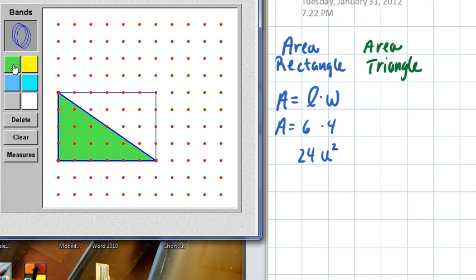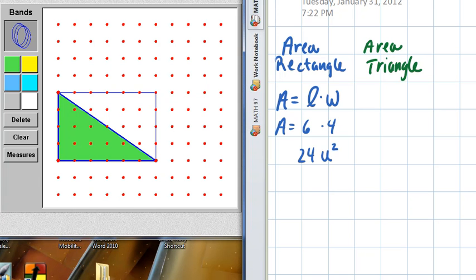And sure enough, the formula for the area of a triangle looks almost like the formula for the rectangle. Except instead of calling it length and width, we call it the base and the height, and then we take half. So basically the area of a triangle is the base times the height and then half of that. So this triangle has a base of 6 units and a height of 4 units.